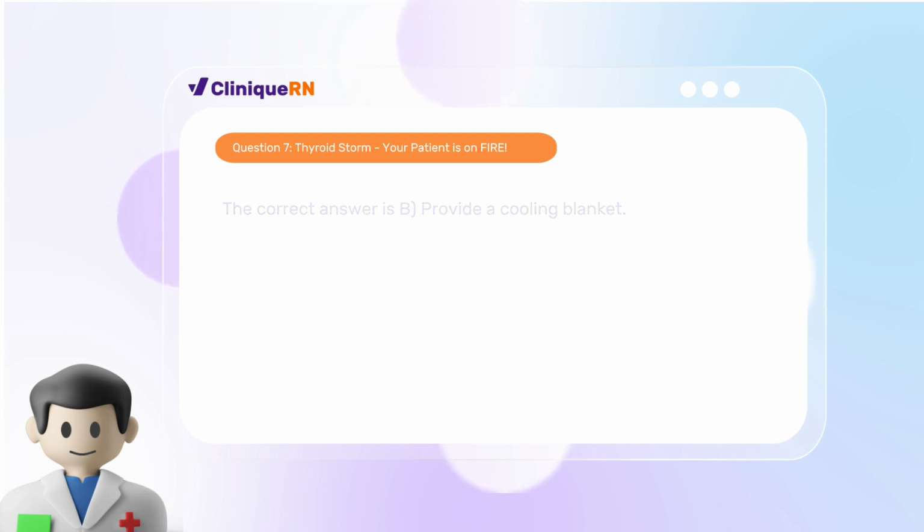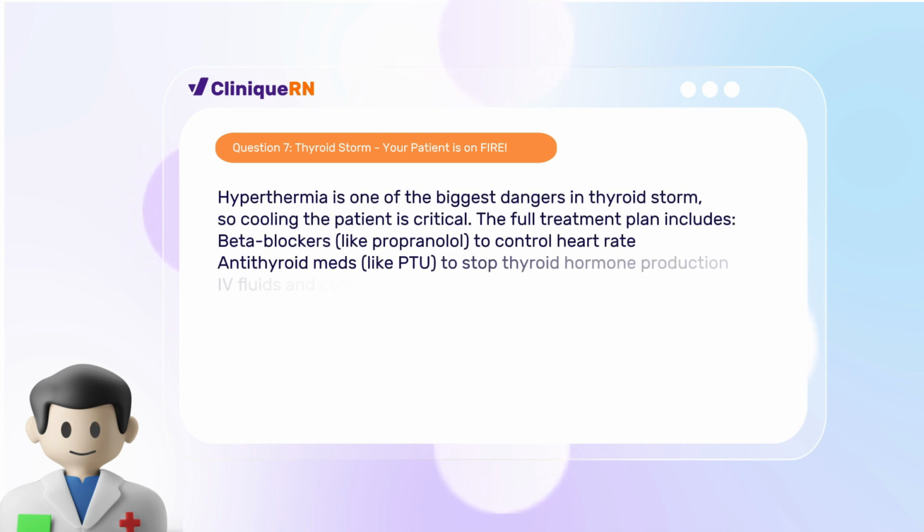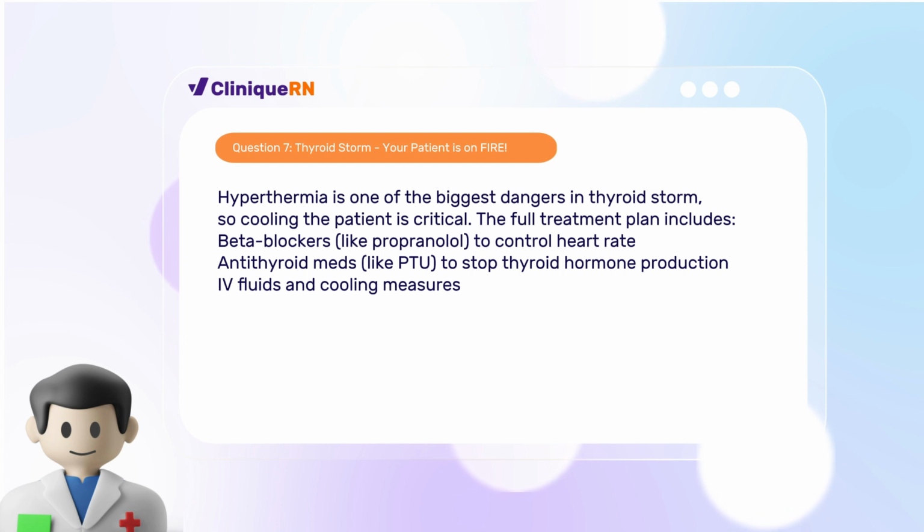Provide a cooling blanket. Why is this the priority? Hyperthermia is one of the biggest dangers in thyroid storm, so cooling the patient is critical. The full treatment plan includes beta blockers like propranolol to control heart rate, anti-thyroid meds like PTU to stop thyroid hormone production, IV fluids, and cooling measures.